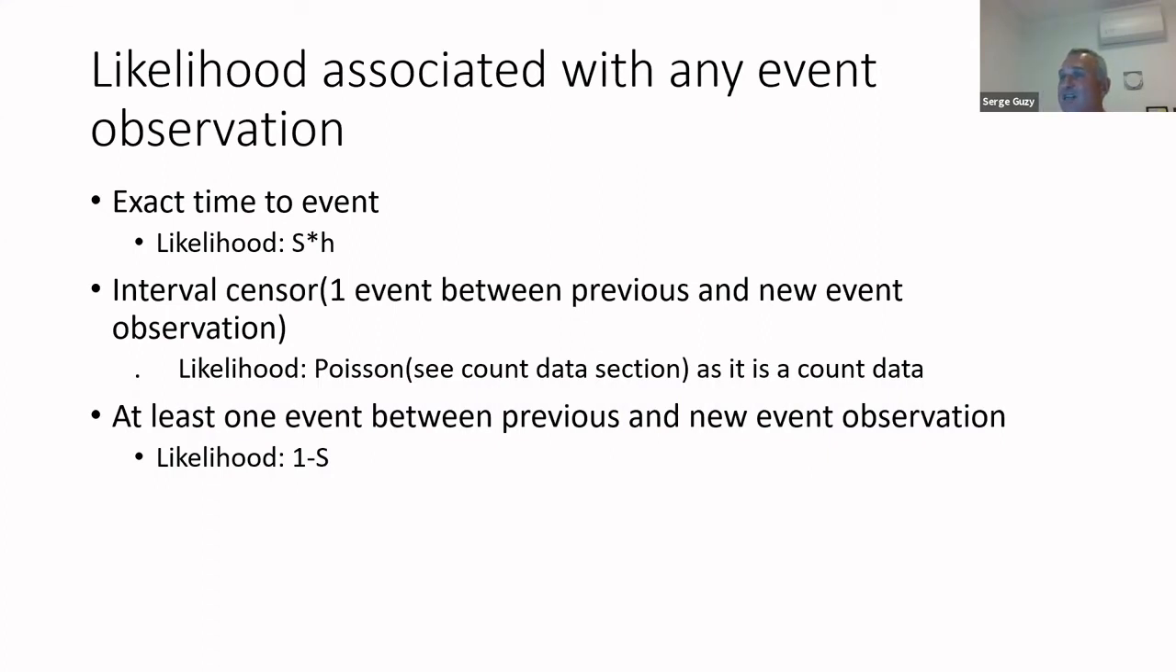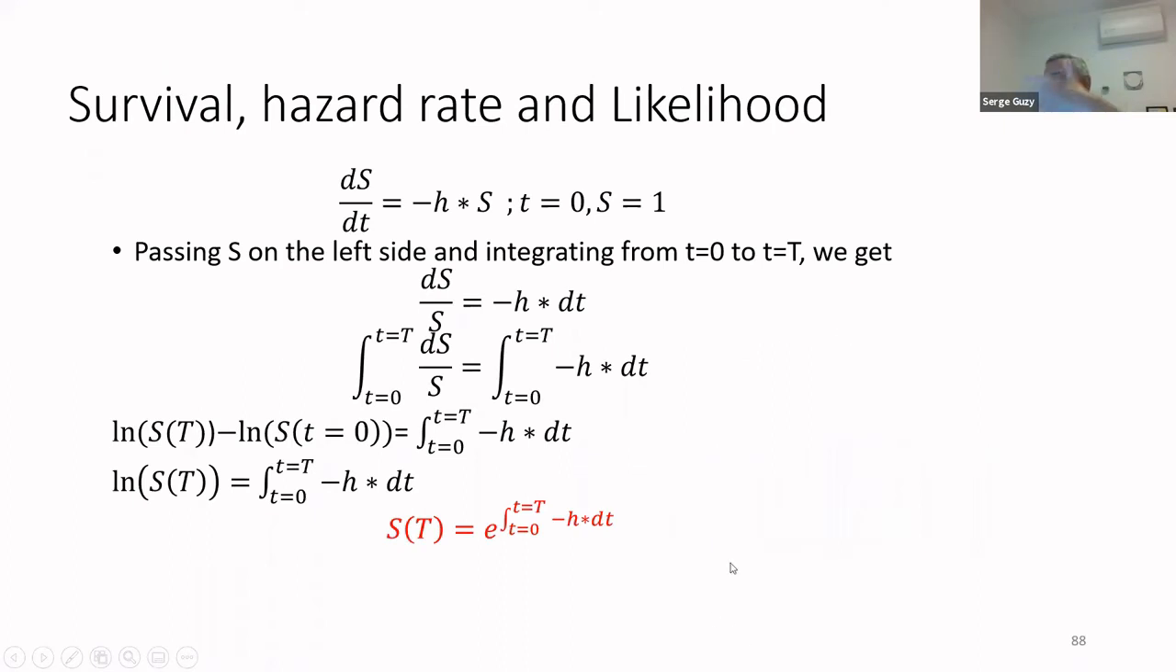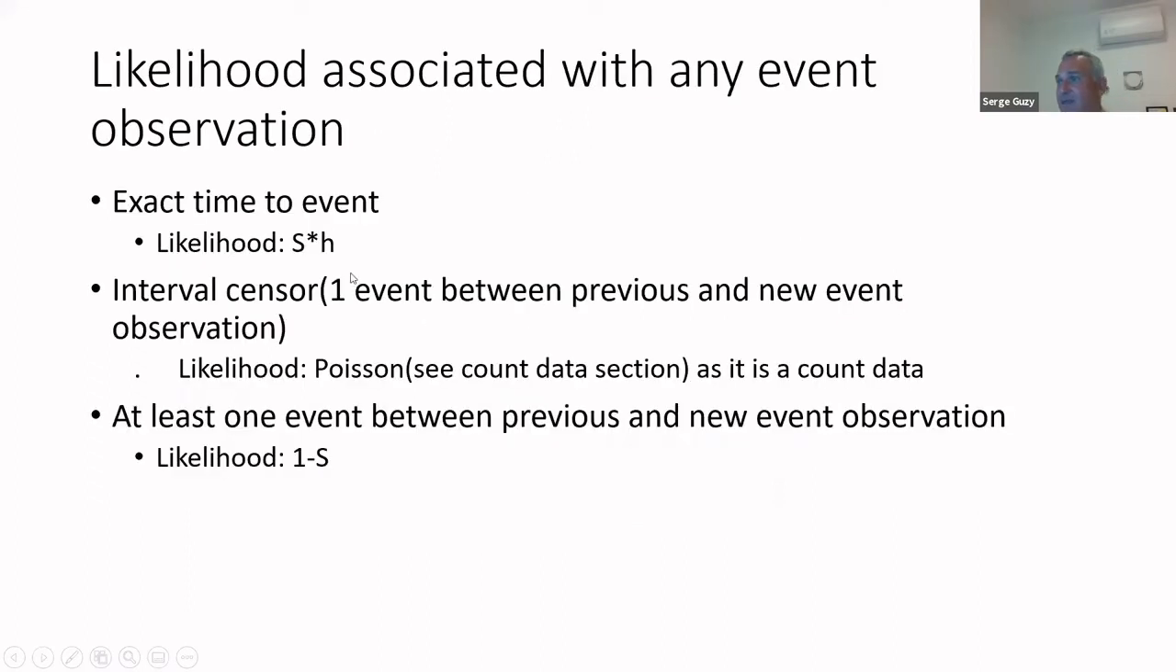Suppose that you know exactly when the time to event occurs. Then you will need to calculate S, or either the program is going to calculate this for you. Again, I don't know exactly what you have in R and LME. You will need to calculate S, and then you will need to calculate H at that time. If you know S at that time and H at that time, that's the likelihood associated with you knowing the exact time of the event.